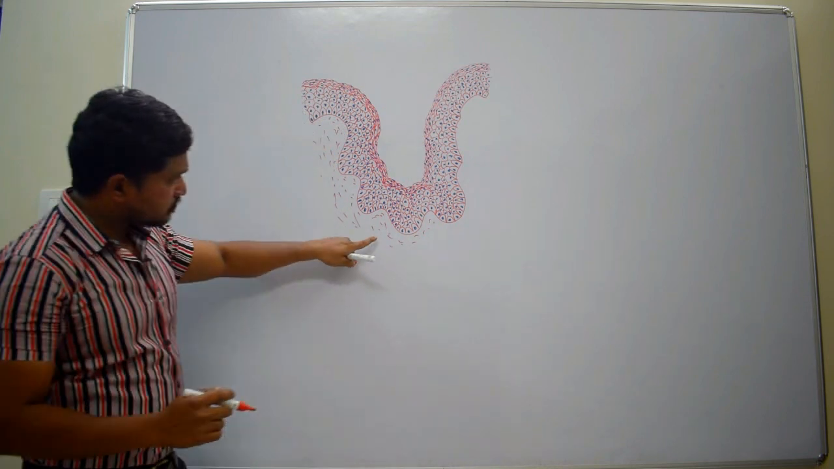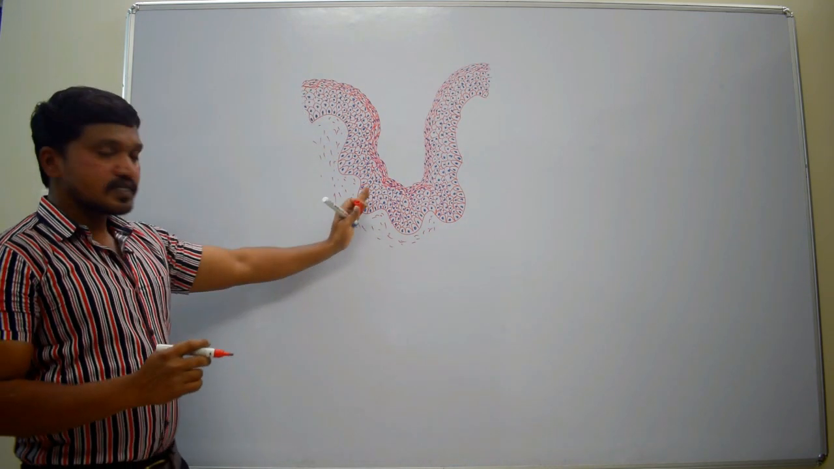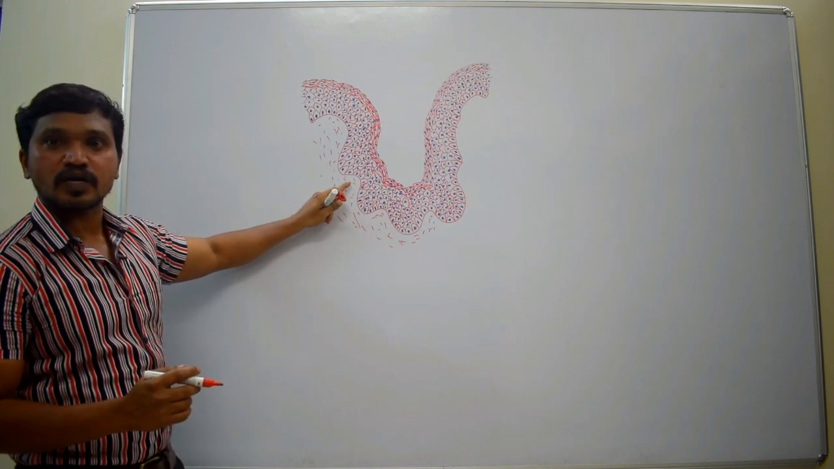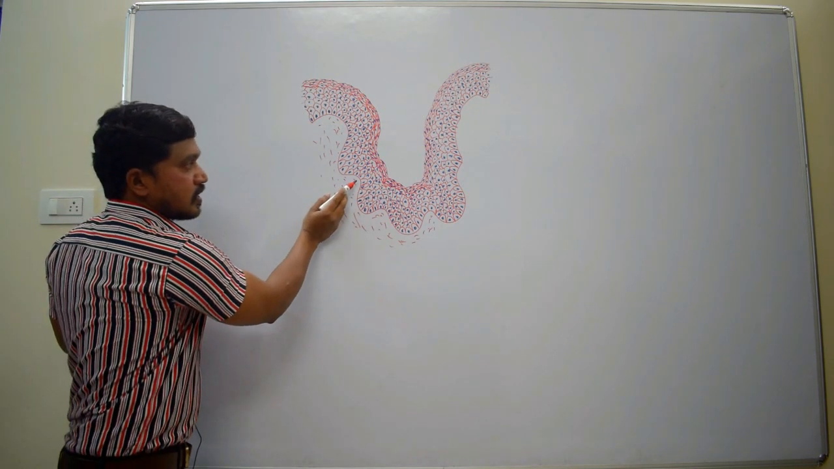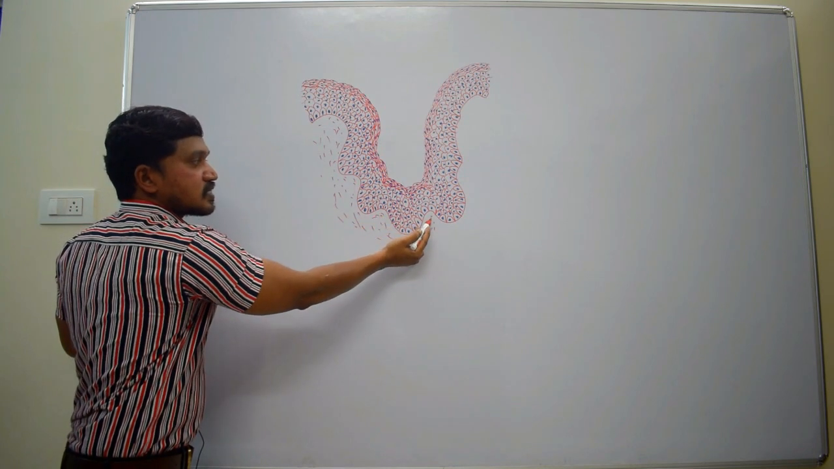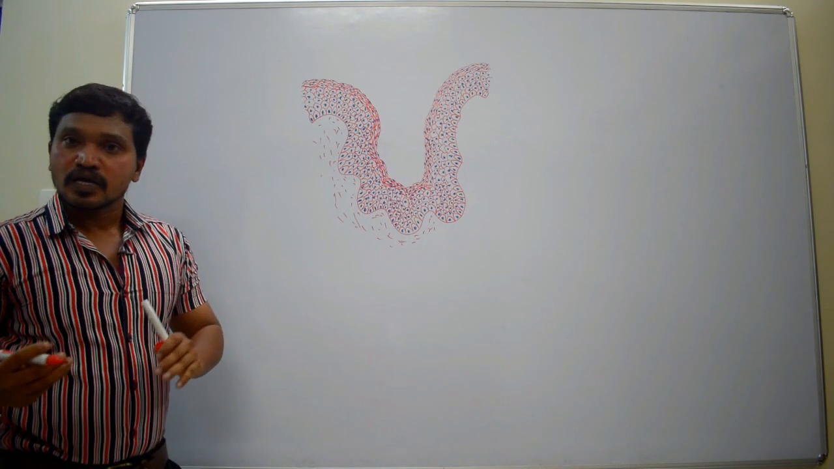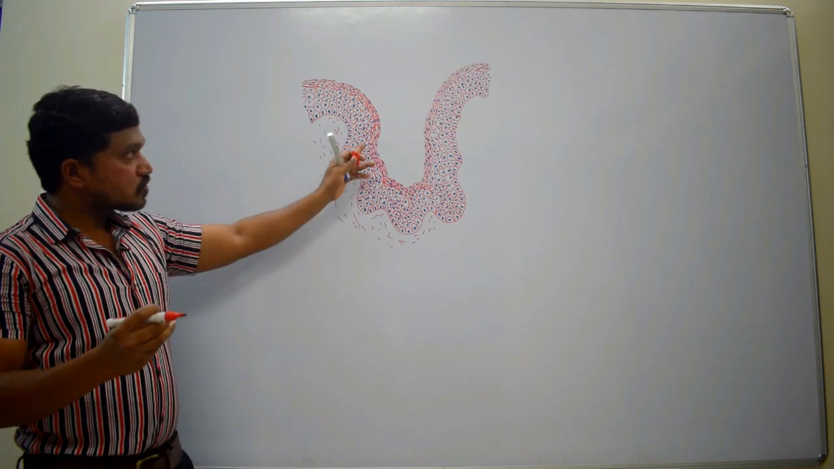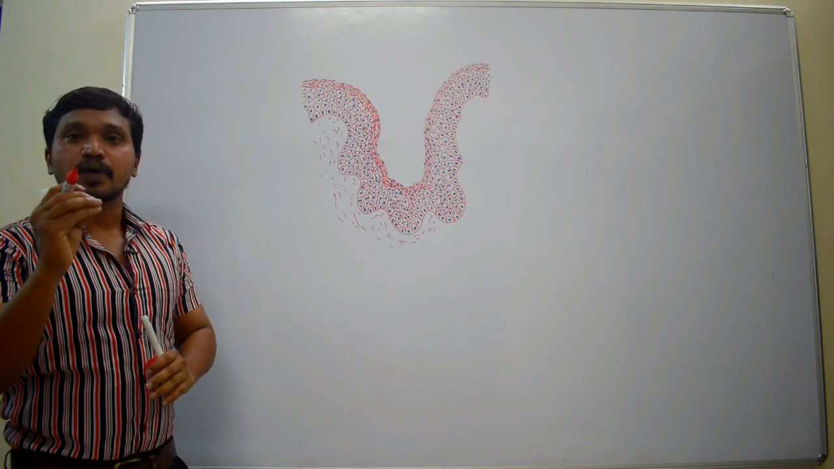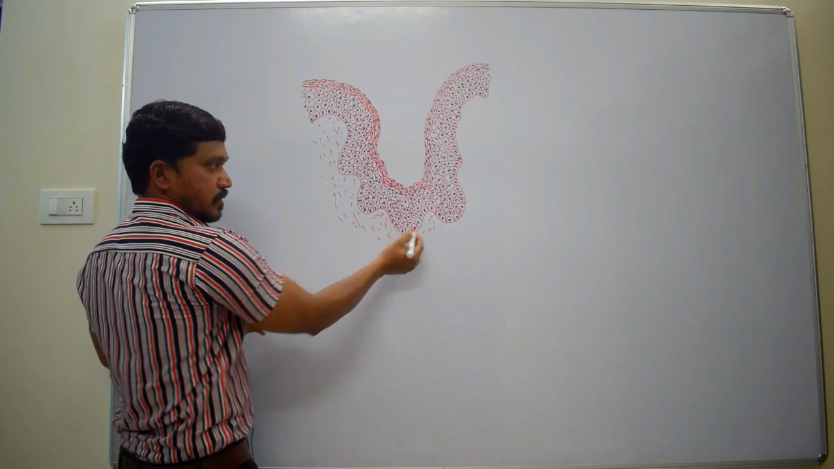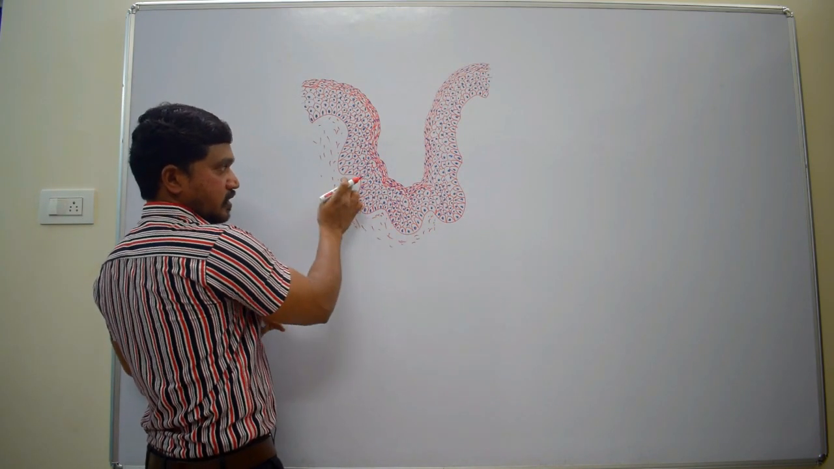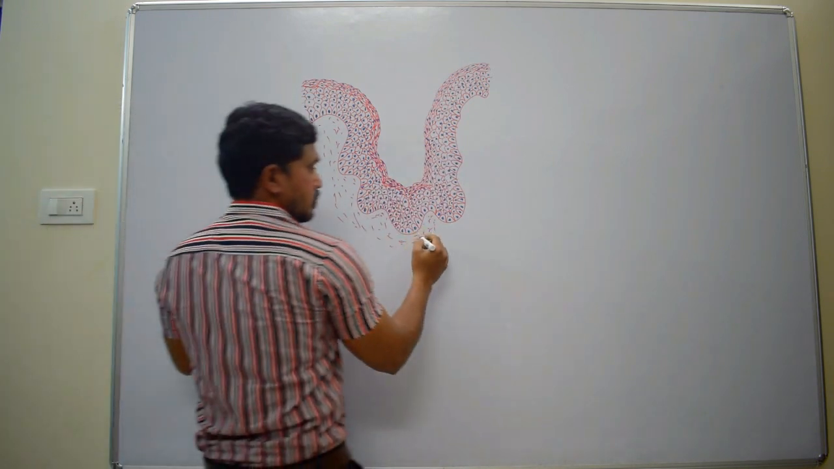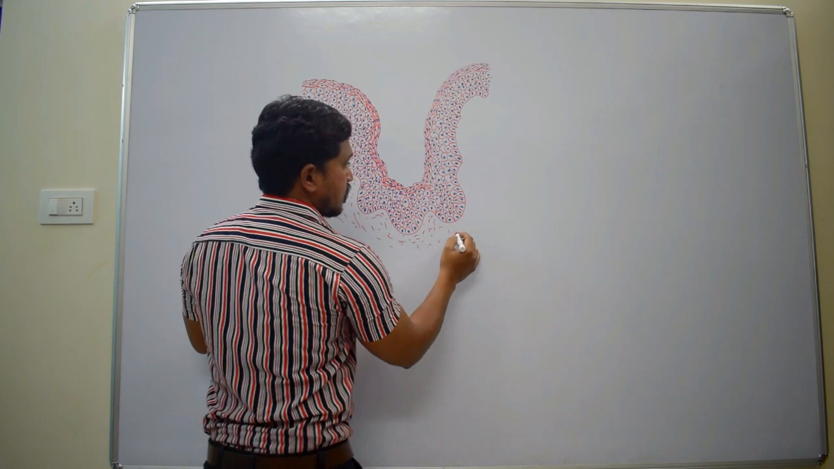In some places, the lamina propria invaginates into the epithelium of the esophagus. These invaginations are called papillae. See here, this is one papilla, this is another papilla. Like this, many invaginations are there. Those invaginations of connective tissue into the epithelium are called papillae. Here also one more papilla. Like this, many papillae are present. So this is the lamina propria.